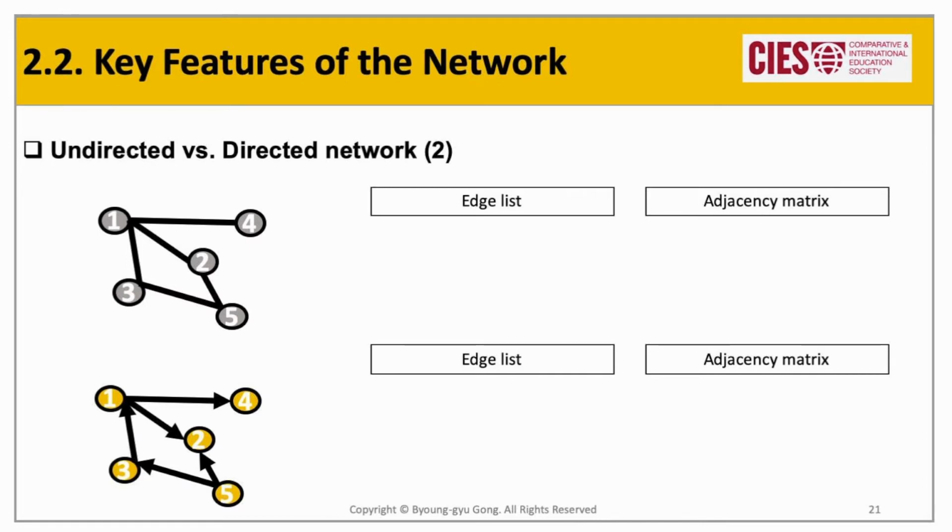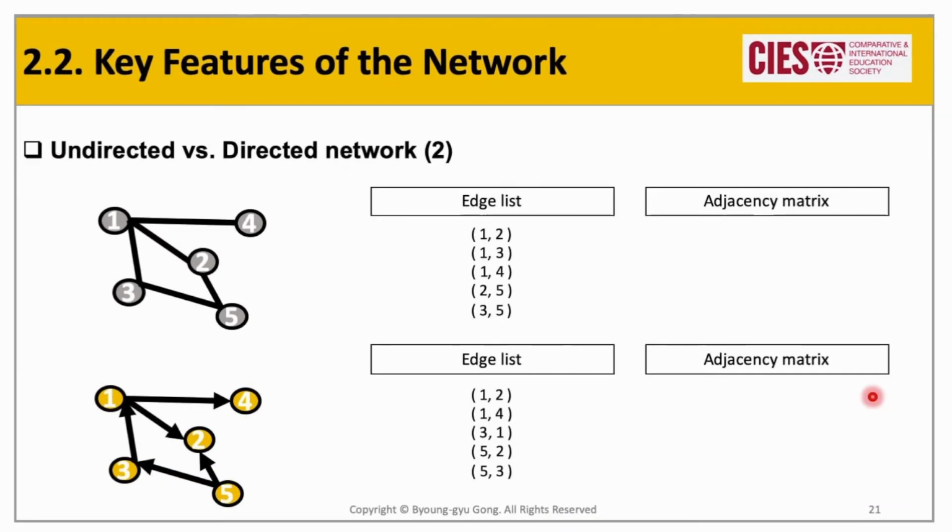Okay, now let's check the answers. First, let's look at the edge list. The answers should be like this. Did you recognize a difference between the directed and undirected network? In the edge list of the undirected network, the pair of vertices does not indicate any directionality. For instance, 1 and 2 does not entail that information flows from 1 to 2. It just indicates that there is a connection between the two. But in the edge list of the directed network, the pair of vertices entails a direction. Thus, 1 and 2 in the edge list means that the information flows from 1 to 2.